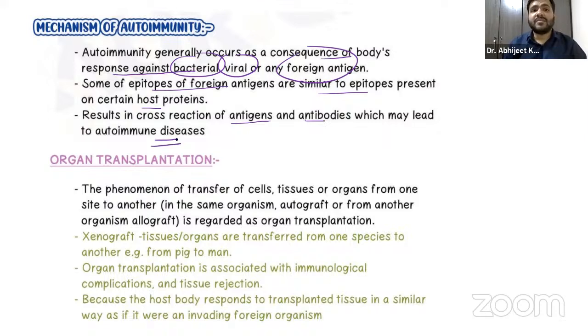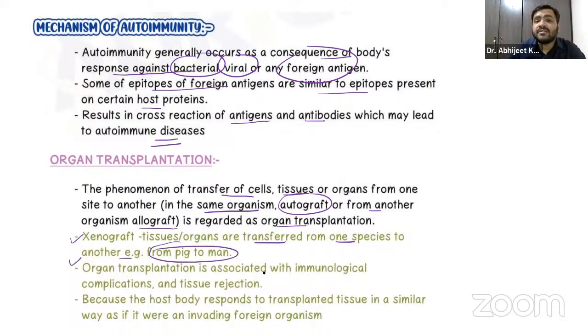Remember, even in organ transplantation, whenever we are trying to transplant an organ, what is happening is the transfer of cells, tissues, or organs from one site to another. We have liver transplant, heart transplant. If it is in the same organism, it is called an autograft, and from another organism of the same species, it is an allograft. Then we have xenograft, where tissues or organs are transferred from one species to another, for example from pig to man.